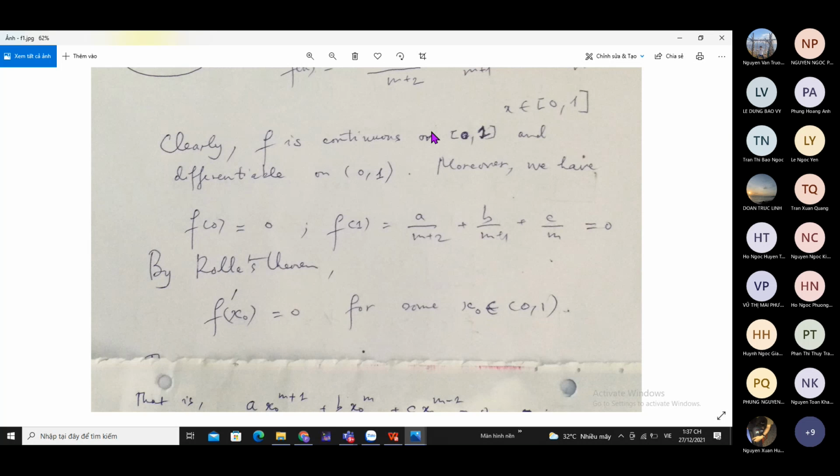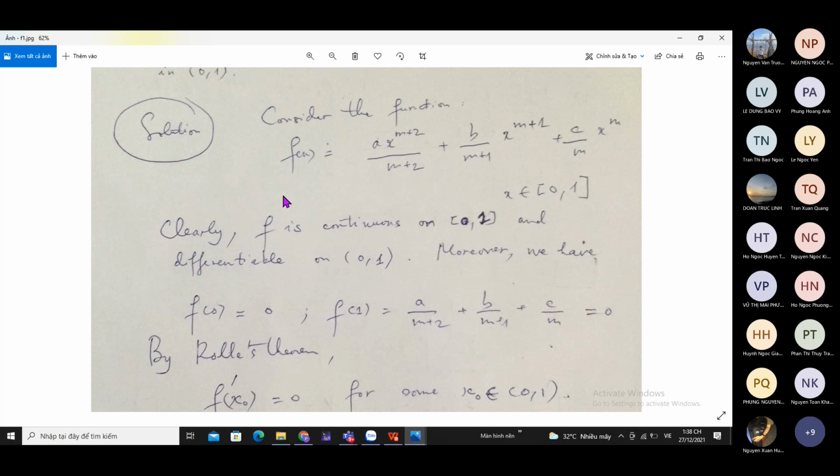And that's why there is a number x0 in the open interval 0, 1, so that f prime of x0 equals 0. Okay, so f prime of x0 equals 0. What does it mean? You have got f of x. You can evaluate f prime of x easily. What is f prime of x?